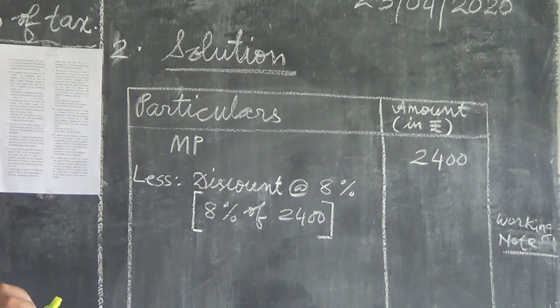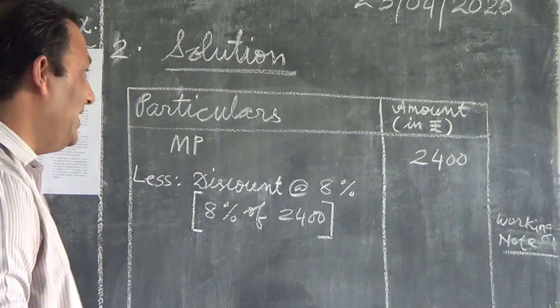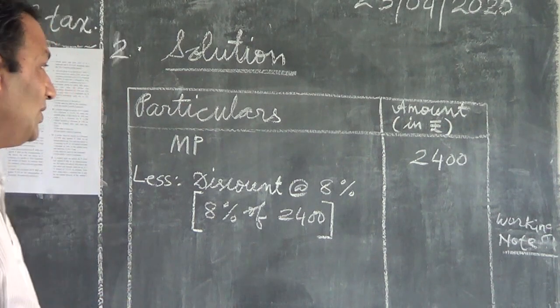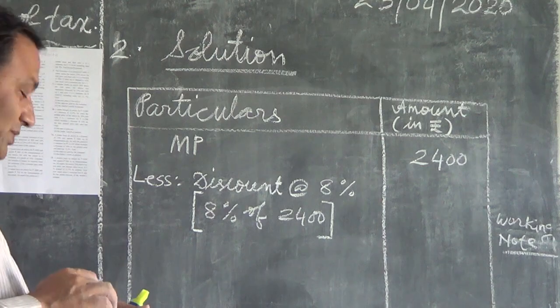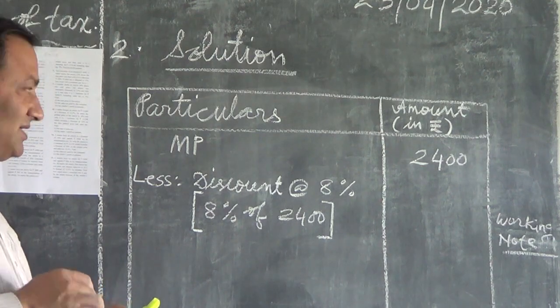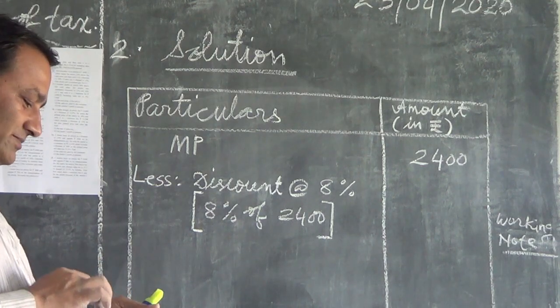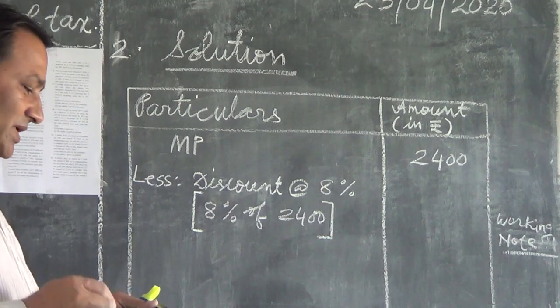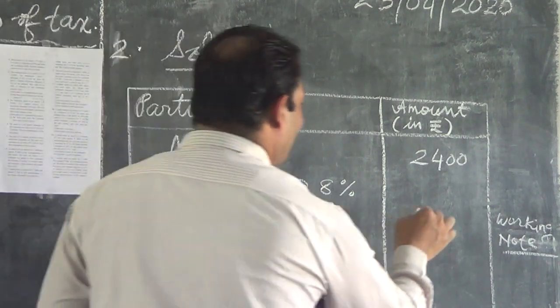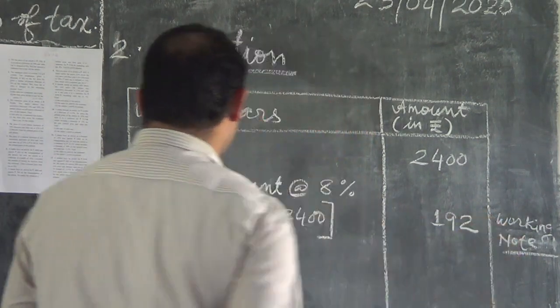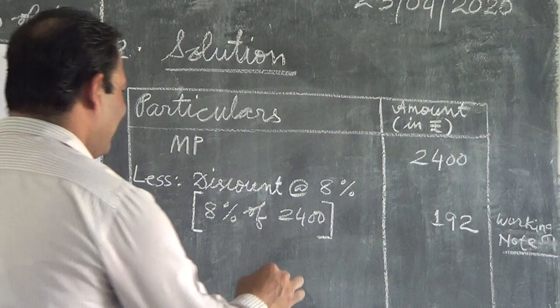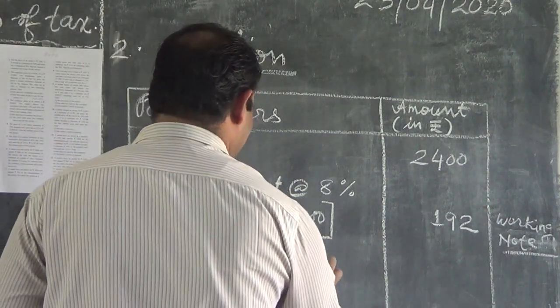Here I can calculate because I am holding a calculator. Remember, this is not allowed for you in the exam or even in the class. I am doing that to finish the work faster. That's all. So here 192 rupees, I got 192, children. So I can write here balance.